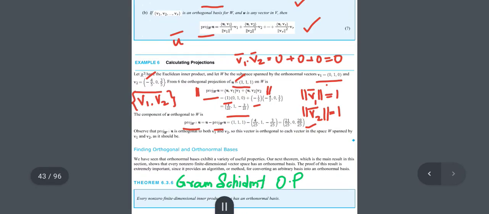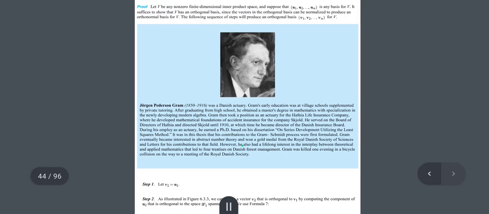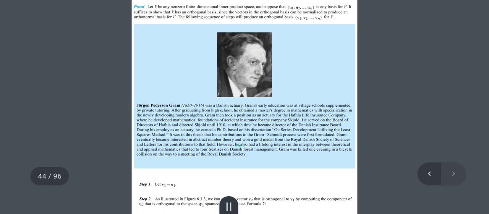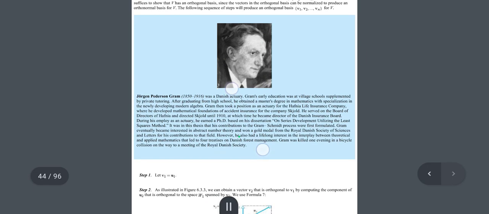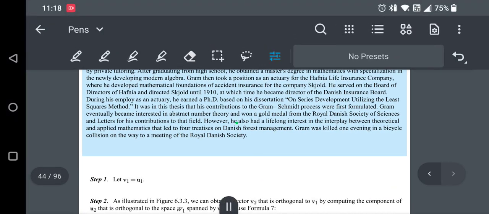So the next concept we are going to see is the Gram-Schmidt orthogonalization process. What this process says is every non-zero finite-dimensional inner product space has an orthonormal basis. If you are not provided with a set of orthogonal basis, then we can find an orthogonal basis with the help of the given vectors, and with the help of that orthogonal basis we can normalize it to find an orthonormal basis. That is the concept behind this orthogonalization process.